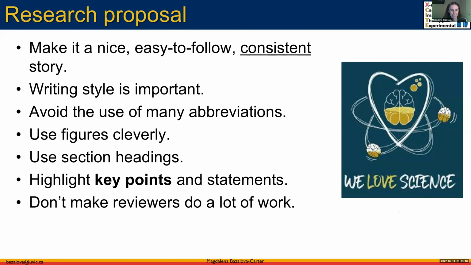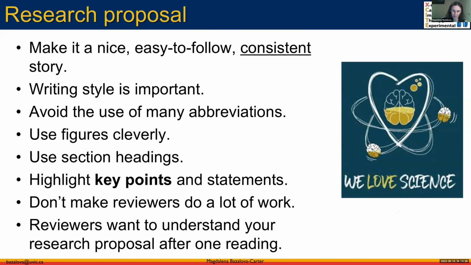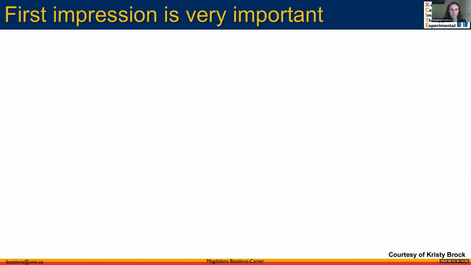Skim over the grant. Don't make reviewers do a lot of work. We as reviewers don't like to do a lot of work. If it takes forever for me to understand what you're doing, if I need to read the grant 3 times, it's probably not going to get funded, because I'm not going to be a very happy reviewer the 3rd time I read it. And we'll talk about reviewing as well. Reviewers do want to understand your research proposal. They want to understand it after one reading. You don't want to make reviewers feel like they're not smart. So you have to describe it in such a way that they understand your proposal after the first reading.